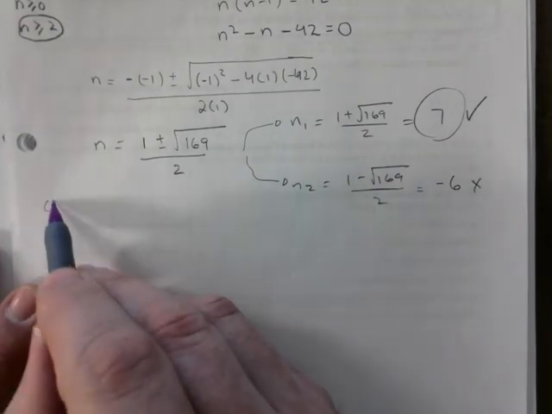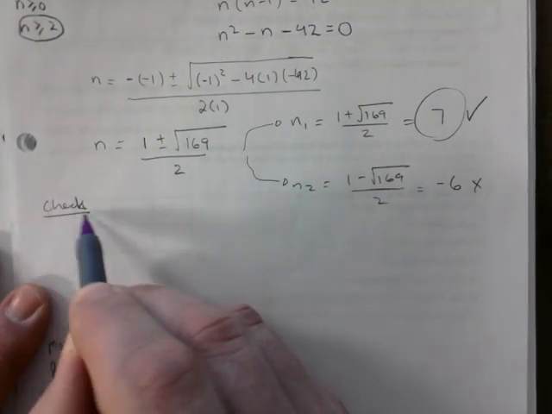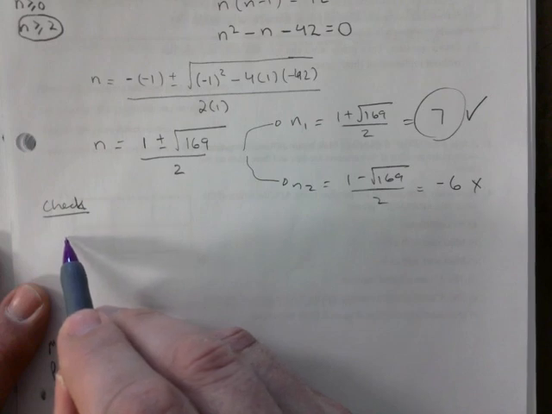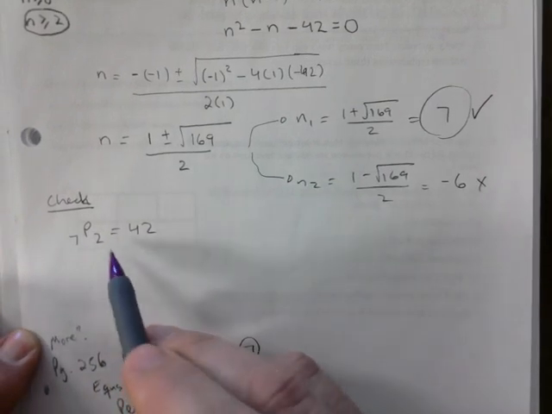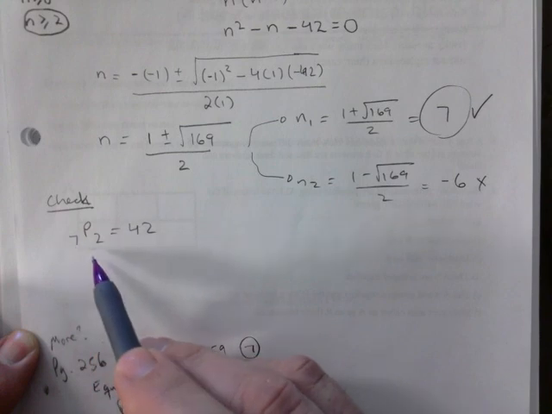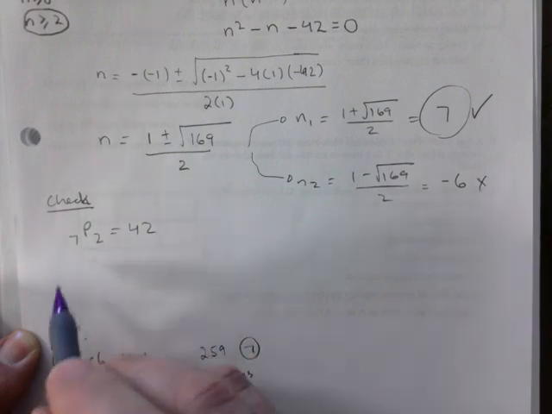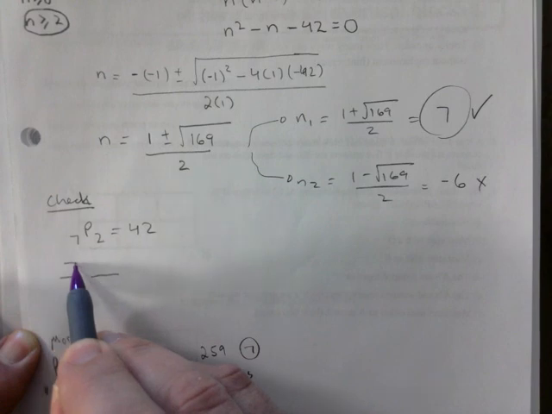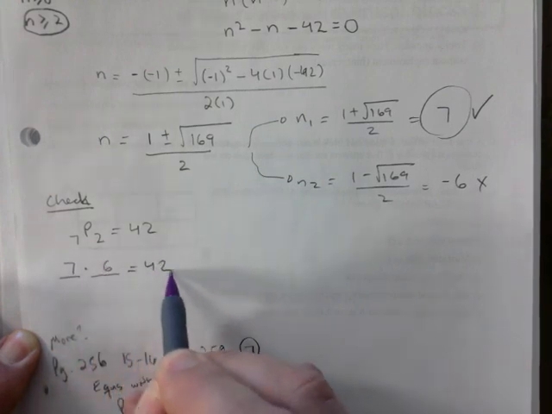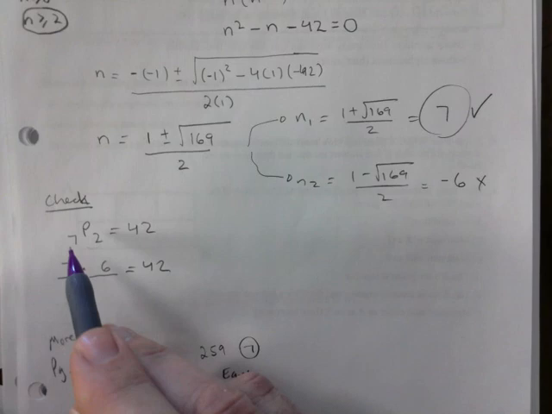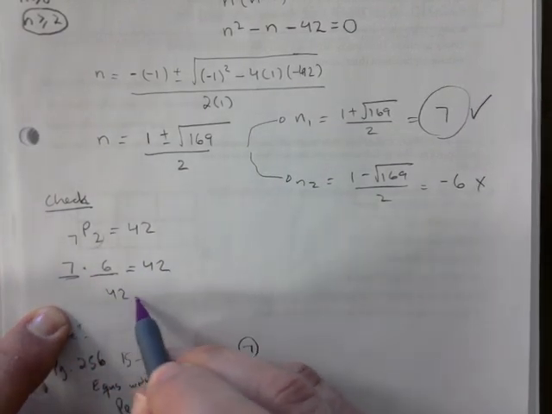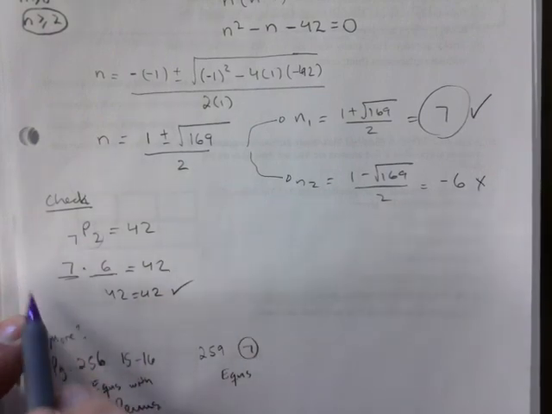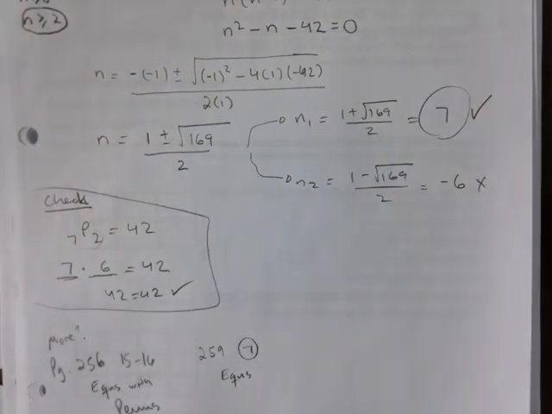How would you check? I would go way to the original. It says nP2 is equal to 42. So you go 7P2, it's supposed to be 42. Now you can type this into your calculator. But what does 7P2 mean? It also means this, right? 7 times 6 is equal to 42. Remember? 7P2, the pattern is you start with 7, then 6, because you're only going 2 spots. So 42 is equal to 42. Check, right? It's up to you.